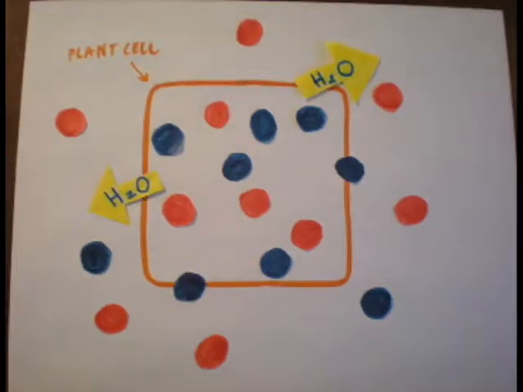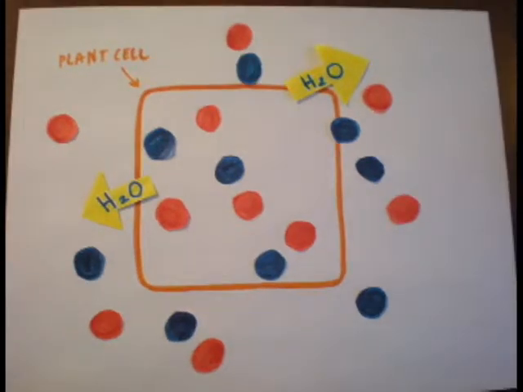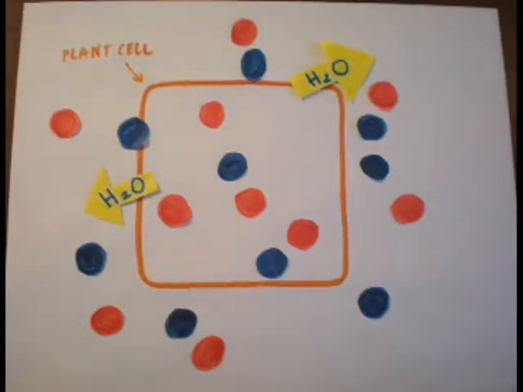Cells that are hypotonic to their environment will have a higher concentration of solute outside the cell and a higher concentration of water inside the cell. This will cause water from the inside of the cell to move to the outside of the cell. And lastly, cells that are isotonic to their environment simply have an equal concentration of solute on either side of the cell membrane, as well as an equal concentration of water on either side of the cell membrane.